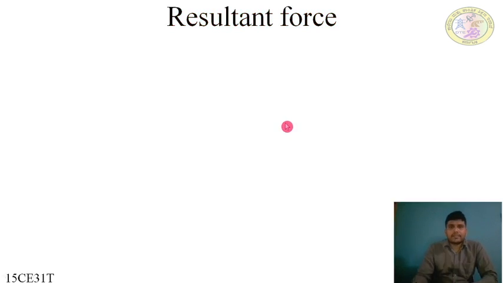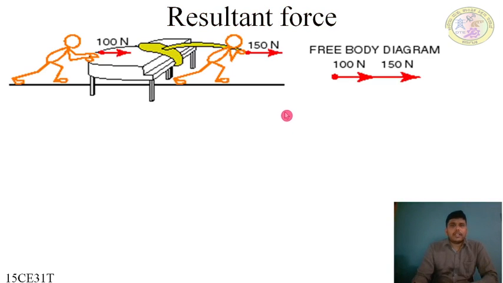Let's move on to the next slide. What is the resultant force? Okay, another illustration problem with a graphical representation. Here in this problem, the person is pushing a table or a piano. Let us call it a table. The person is pushing the table with 100 Newton force, and in the same way the other person is also pulling the table with 150 Newton force.